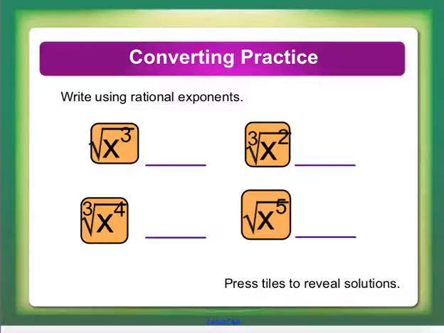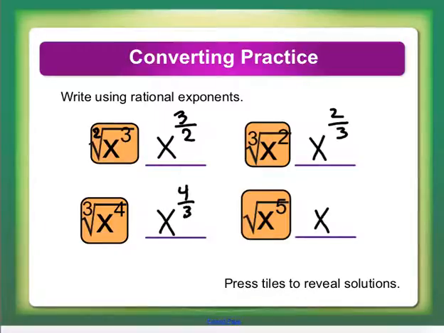In this case, we have x to the 3 over, since this is a square root, there's an imaginary 2 right there as our index, so 3 over 2. Our second one, x to the 2 over 3, x to the 4 over 3, and x to the 5 over 2. None of those fractions simplify nicely, and we're not going to put them as mixed numbers, like 1 and 1/3, so we leave them as is.